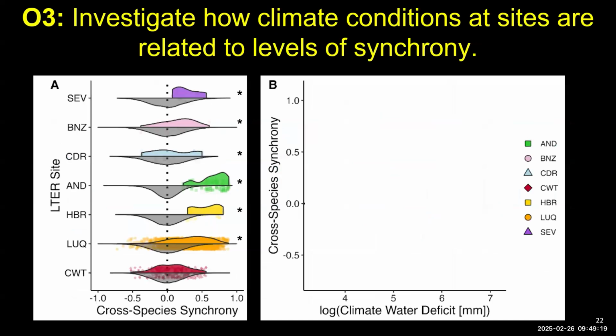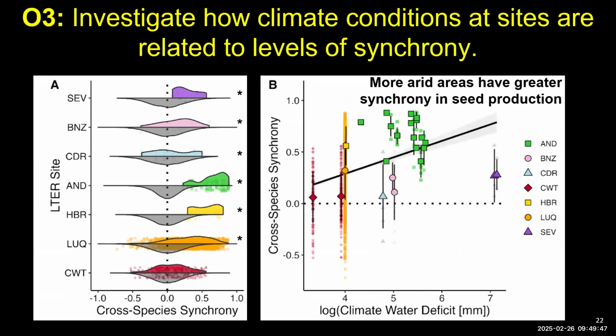And then our third objective was to look at the climate of the sites and relate that to synchrony. So this is the same slide that I showed you before with the LTER sites, organized by climate water deficit, from the highest climate water deficit at Sevilleta to the lowest with Luquillo and Coweeta. And now we're going to look at the relationship between that climate water deficit and overall levels of synchrony between pairs of species. And in this case, this is where the 44 number comes in.